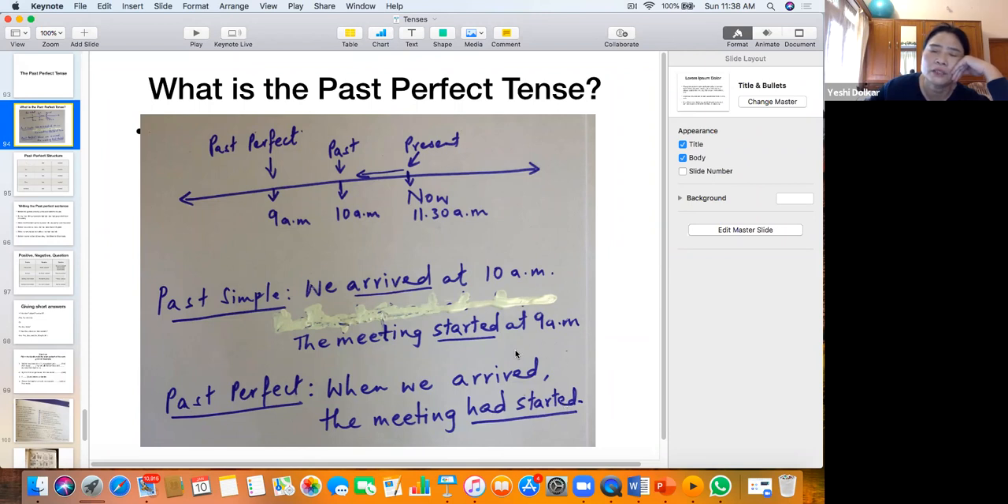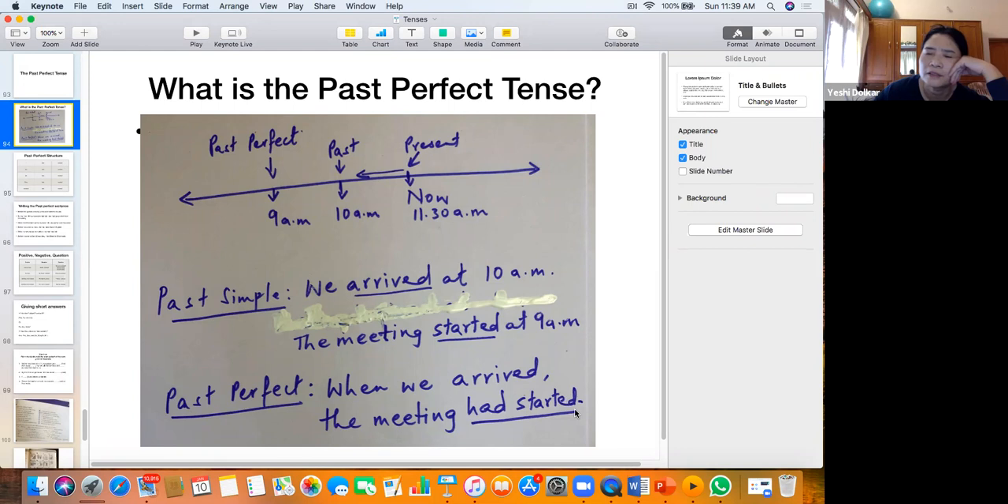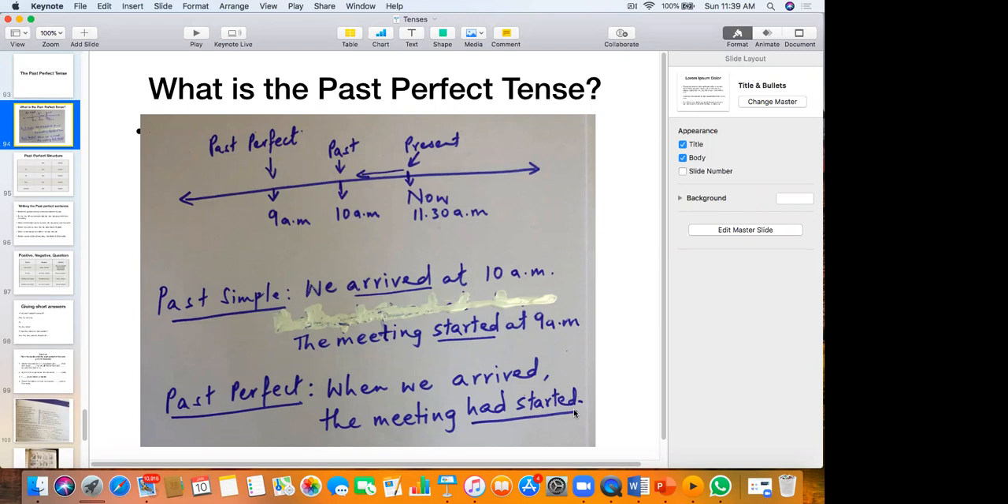You can see both combined in one sentence. And in this sentence, we are clearly showing that this happened before this. Because we use this tense: had started. Understood?